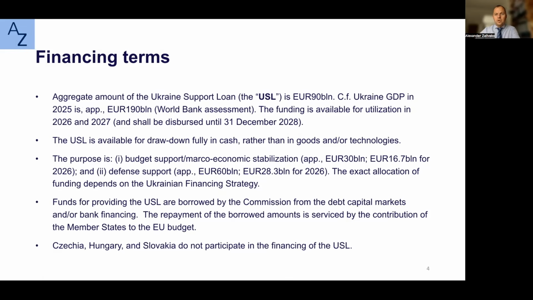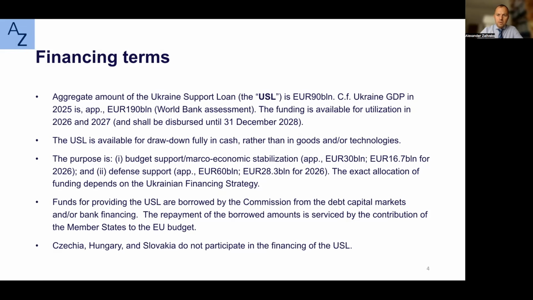Another important feature of the instrument is that it's available in cash for drawdown, and it's then for the borrower, Ukraine, to decide how to use this cash within the parameters of the loan. That's important and very advantageous for the borrower because typically international support aid will be provided in the forms of technologies or services, for example, military equipment, military training services, rather than cash.